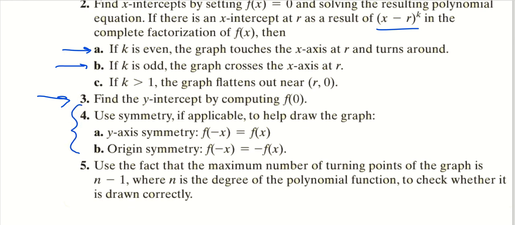We may want to, on occasion, investigate whether the function is even or odd, to see if we have any kind of symmetry that might reduce the amount of graphical work needed. Remember, even functions would exhibit y-axis symmetry, and odd functions would exhibit origin symmetry. And then when we graph it, just to fact check ourselves, make sure that we have at most n minus 1 turning points.